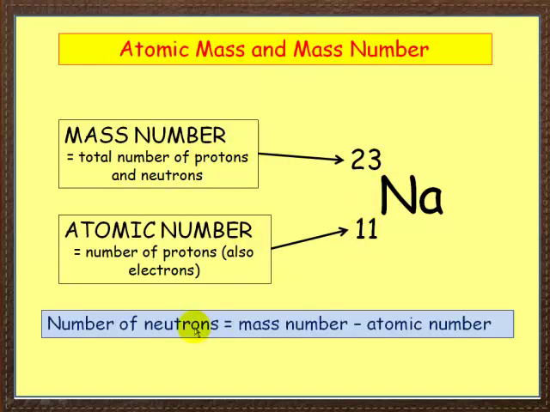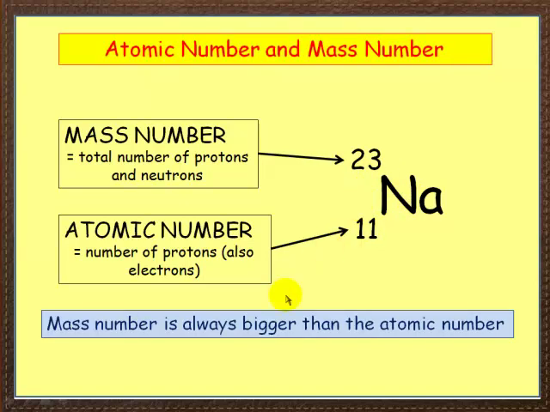Now we can work out the number of neutrons by subtracting these two figures here. You want to work out how many neutrons there are in sodium, you subtract 11 from 23. The mass number is always bigger than the atomic number. Always. Has to be, because there's neutrons here. Okay? Just realised that's not quite true. For hydrogen, it's 1 and 1, but that's just one exception.